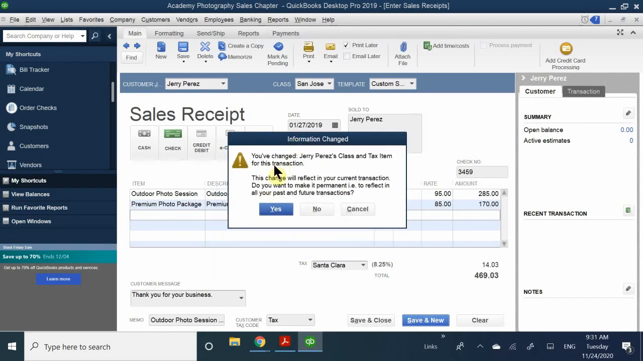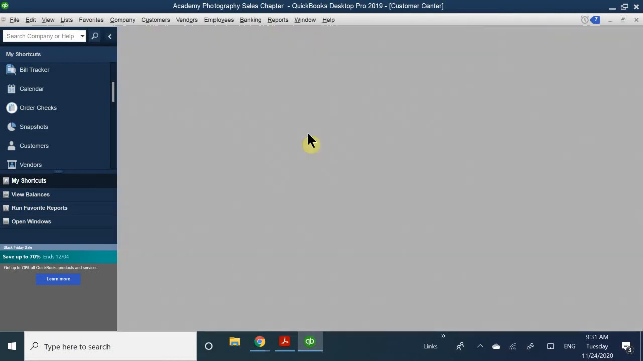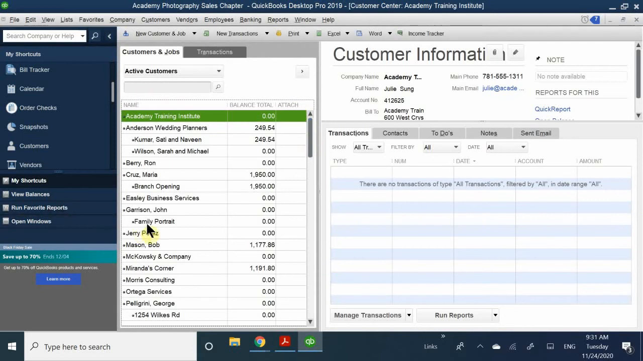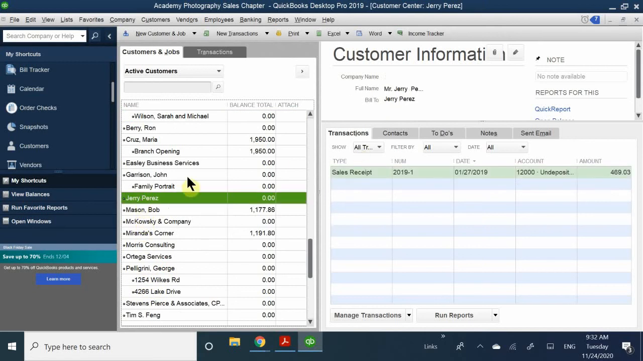Okay, yes. Now it says this because I've never associated a class to Jerry Perez. So definitely, yes, you want to make sure you save your changes. Okay. Now that I got the beep of approval, if I go to my customer center and find Mr. Jerry Perez, here you go. Here's his sales receipt that he has done for us.